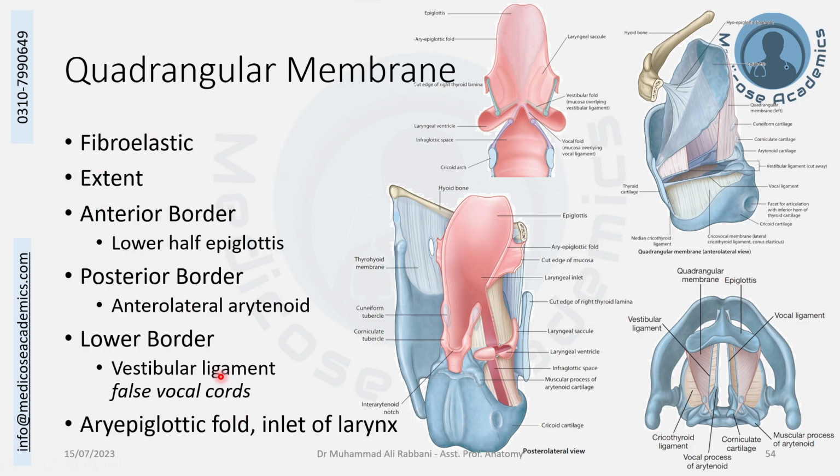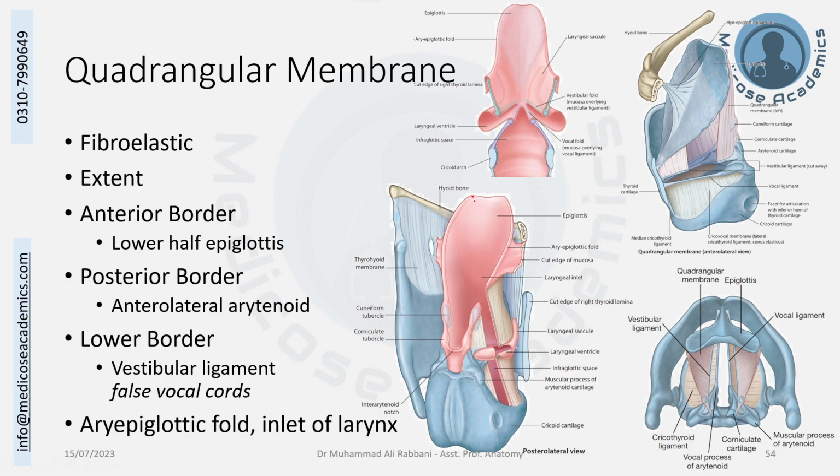So these are all the things that are written. Fibroelastic extent we have discussed. Anteriorly the lower half of the epiglottis, posterior border is the arytenoid cartilage, and the lower border is the vestibular ligament, the false vocal cords, and it is defining the laryngeal inlet. This line is the laryngeal inlet.